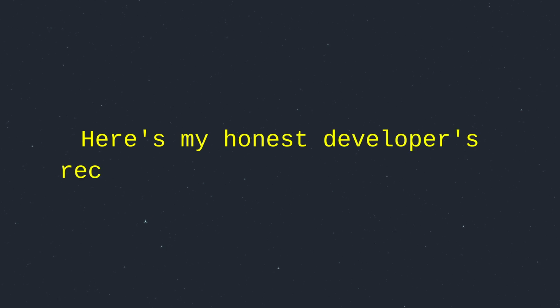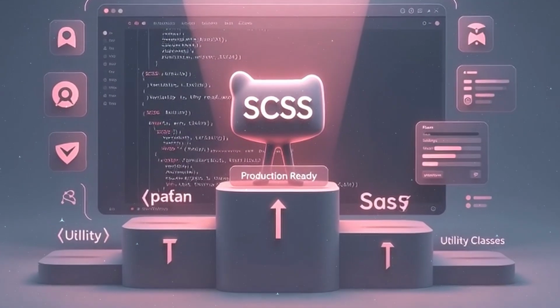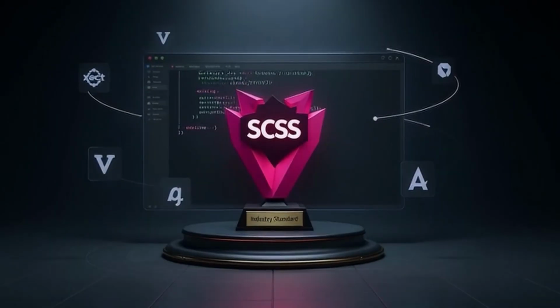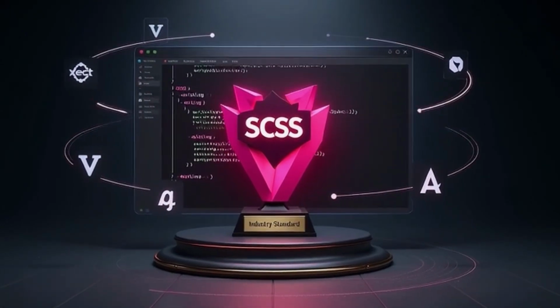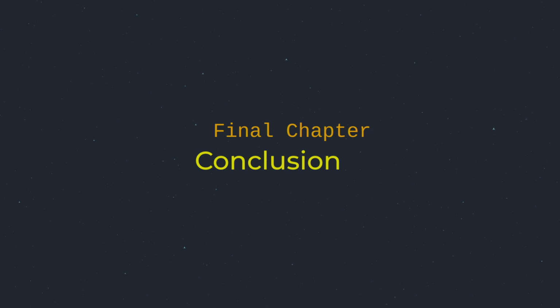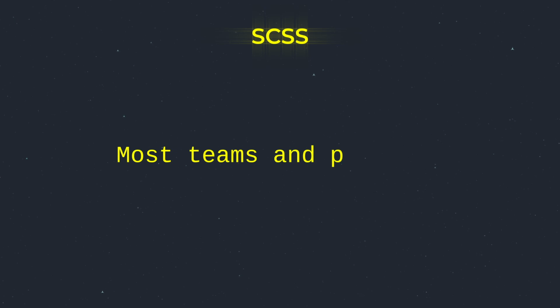But here's my honest developer recommendation for scalable CSS. SCSS wins for most production environments. Why? Because scalability isn't just about code, it's about people. SCSS is the industry standard, which means better tooling, easier hiring, and fewer onboarding headaches. At the end of the day, the developer choice for scalable CSS is clear: SCSS for most teams and projects.